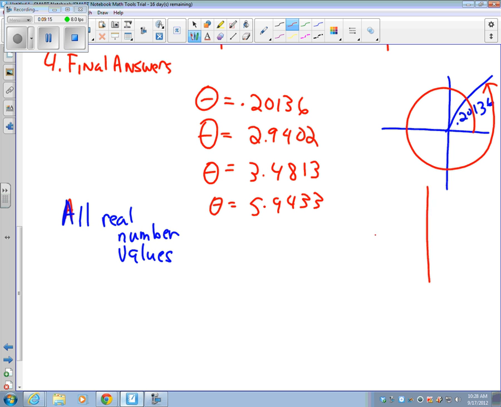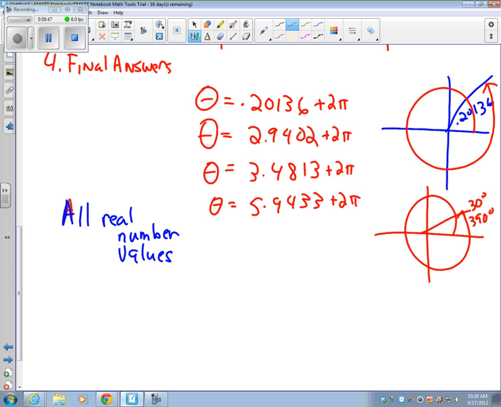Sometimes people see it more in degrees. If this was 30 degrees, of course, 390 would also produce the same value, right? Because it's the same angle. Okay? Well, what is a revolution around the circle? 360, or in radians, it's 2 pi. So that's what we're going to do. We're going to add 2 pi to each of these numbers. Make sense? Right? That would produce another answer for each of them. Do you agree?